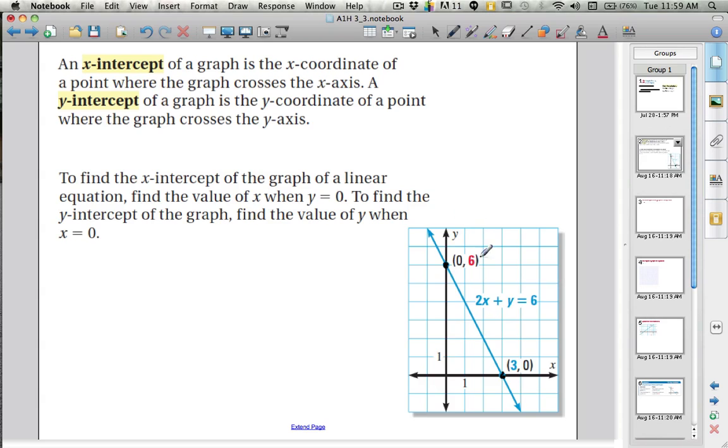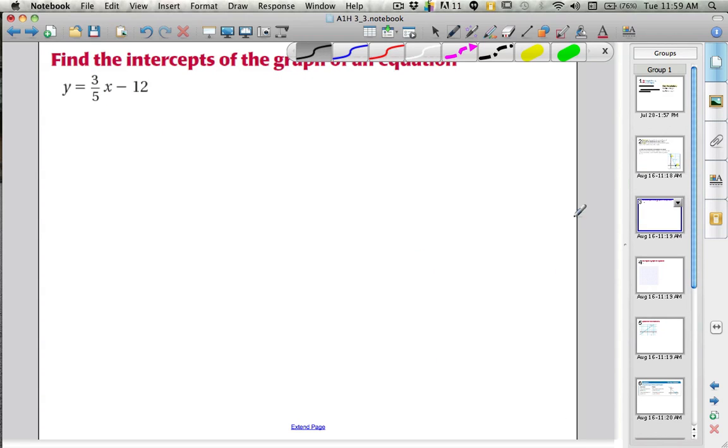Okay, so if I want to find the intercepts, if I want to find the y-intercept, I set x to be equal to 0, because that's what x always is when I hit the y-axis. And if I want to find the x-intercept, I set y to be equal to 0, because whenever my graph hits the x-axis, y is always equal to 0. Okay, so let's take a look at this.